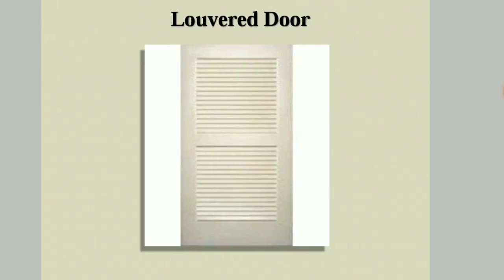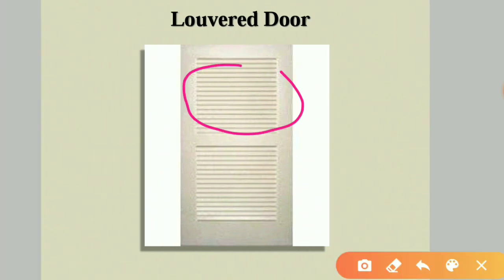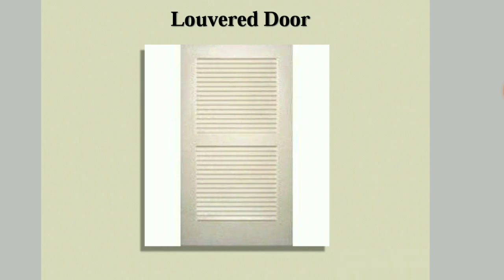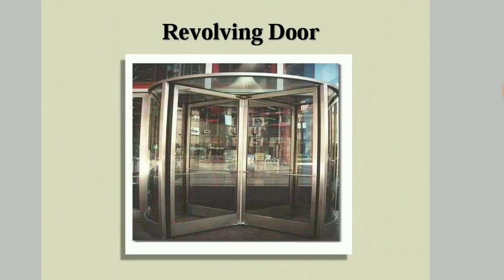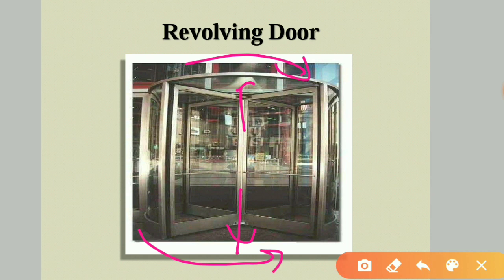Lower door. Lower door means small air gaps will be there, small sleeves will be there in between, then it is called lower door. Revolving door, which can rotate with a pivot axis here. This is the axis. Along this axis it is going to rotate. It will be rotating this way and it will be rotating this way, then it is called revolving door.